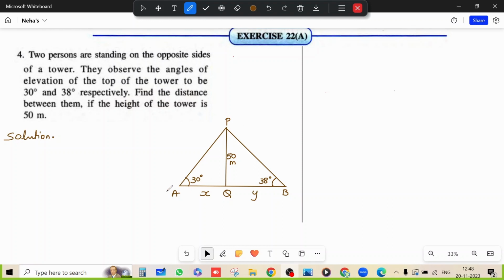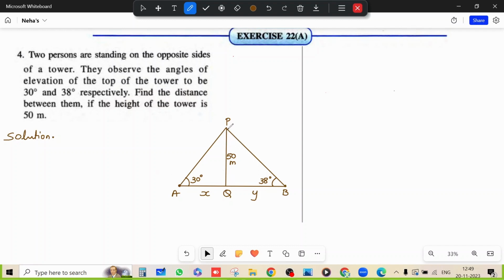So let us consider that A and B are the two men. Then the angle of elevation from the first person is given as 30 degree, from the second person is given as 38 degree, and we have to calculate the distance between A and B. So that will be x plus y, and the height of the tower here is given as 50 meters.